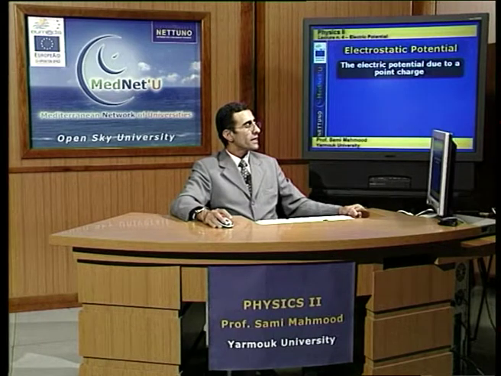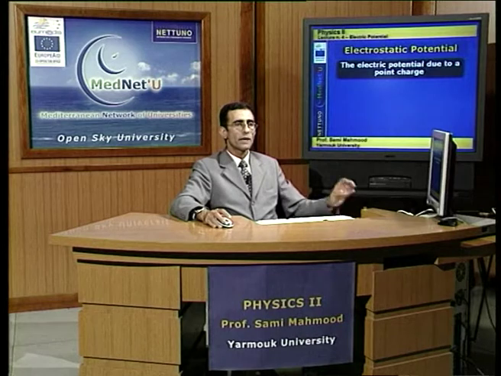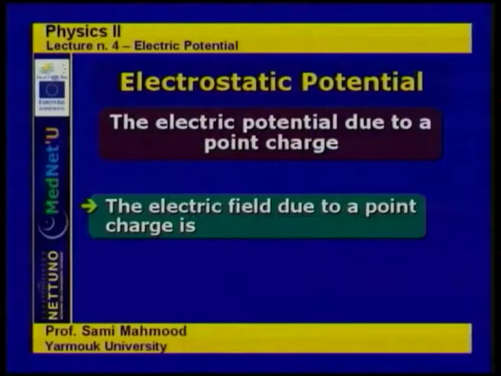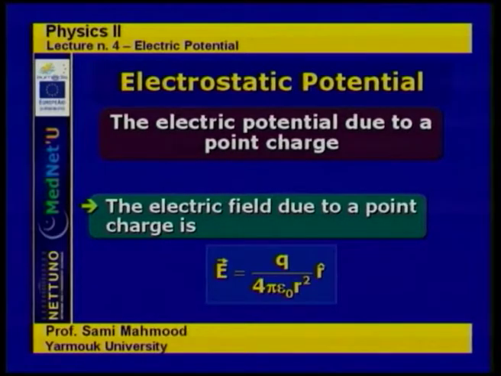The electric potential due to a point charge can be evaluated now with these definitions. So how can we do that? If we recall the electric field due to a point charge that we have mentioned and evaluated previously, the electric field of a point charge is simply Q over 4 pi epsilon naught r squared times r hat. R hat is the unit vector radially outward from the point charge.